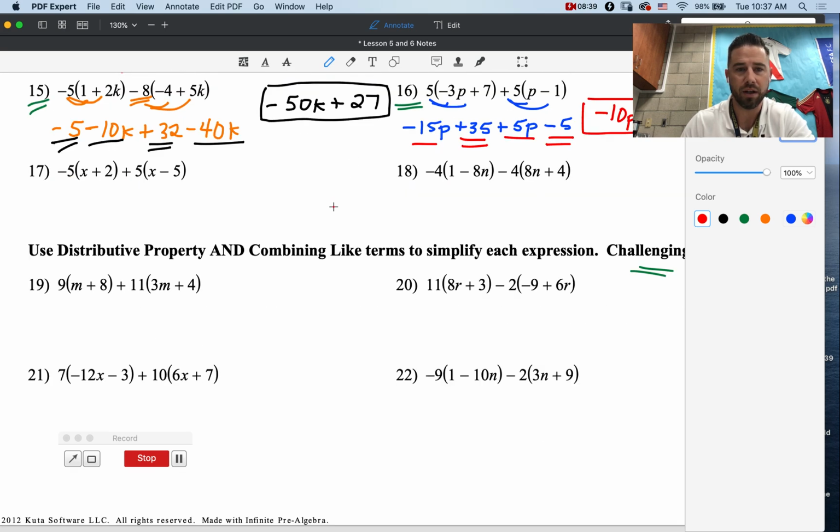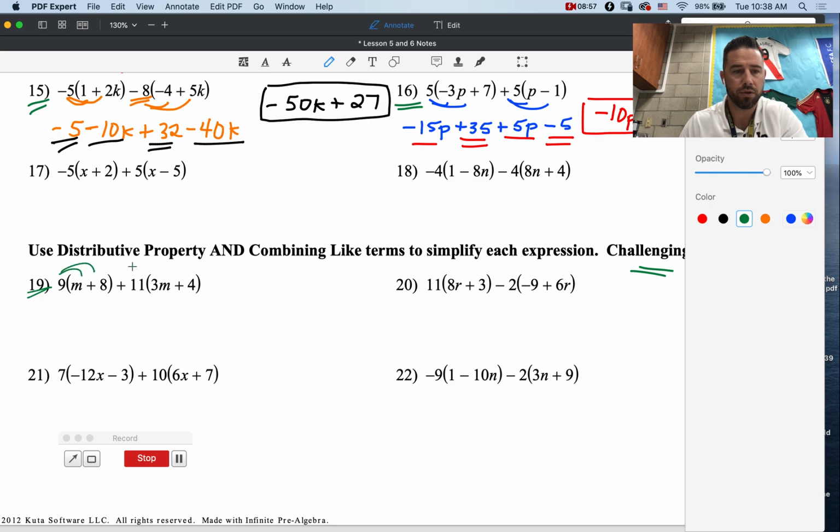Okay, let's slide down here for the challenging problems, and let's see what the heck's going on. Let's do one together. Okay, so have your paper, your pencil, your notes, whatever. If you don't have your notes, it's okay. Just copy down number 19. Okay, and then we're gonna go through this one together and see if it's even challenging at all.